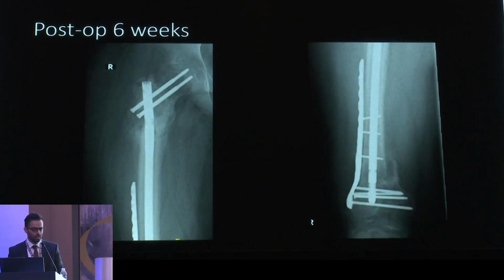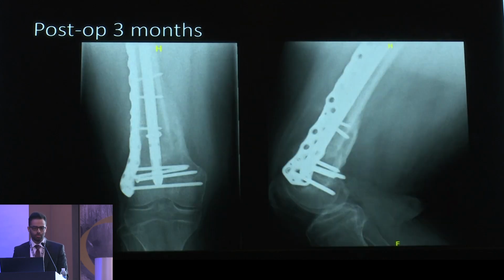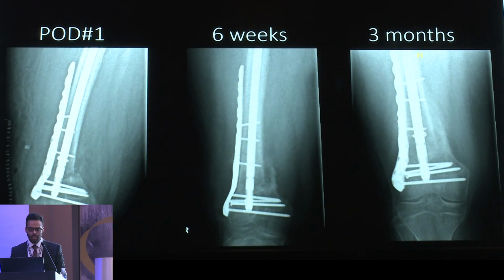This is his 6-week post-op x-ray, which you can see increased callus formation around his previous non-union site, as well as more callus around the distal femur. This is his 3-month mark x-ray showing more callus proximal as well as more callus distal. A comparison of his post-operative day 1 and progressively all the way to the 3-month mark is seen there. And this is his distal femur.